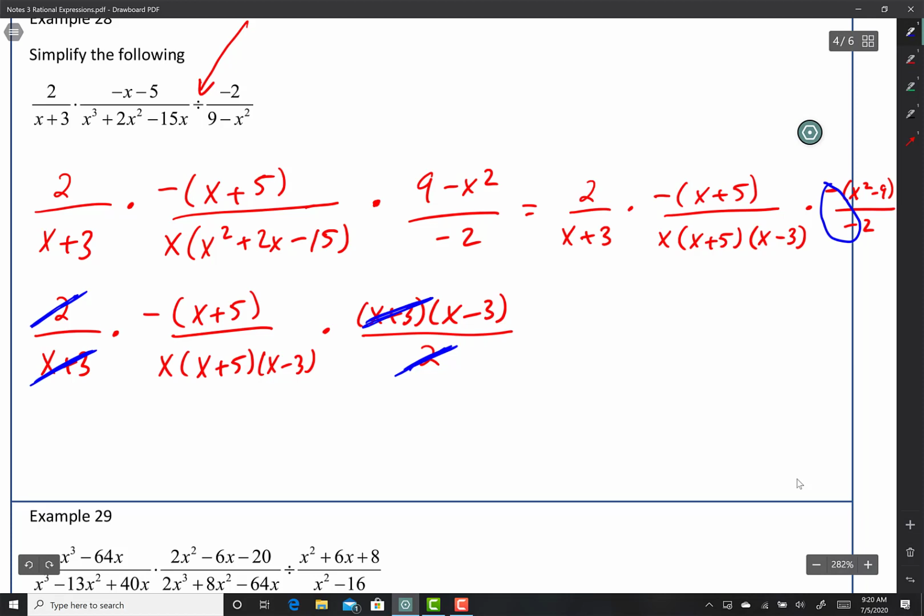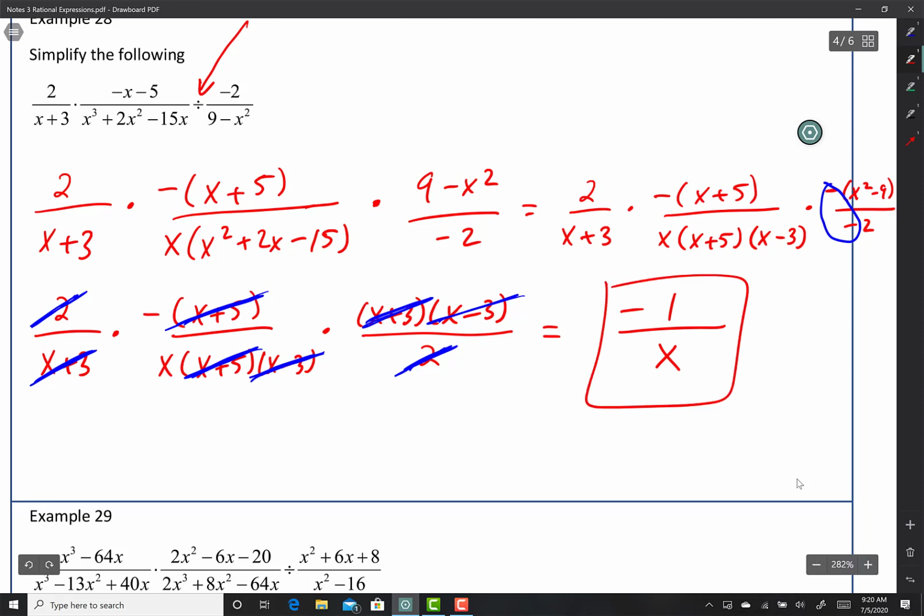That's out. I have an x plus 5 in the numerator and an x plus 5 in the denominator. That's out. I have an x minus 3 in the denominator and an x minus 3 in the numerator. That's out. So the only thing I see, I still have a negative. So negative, and it looks like negative 1. And in the bottom, it looks like I just have this lone x. So there it is. All that simplifies to negative 1 over x.